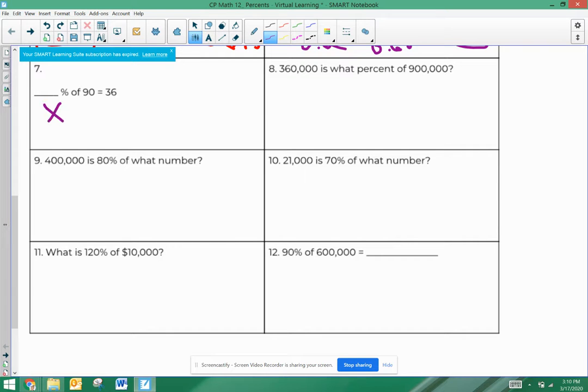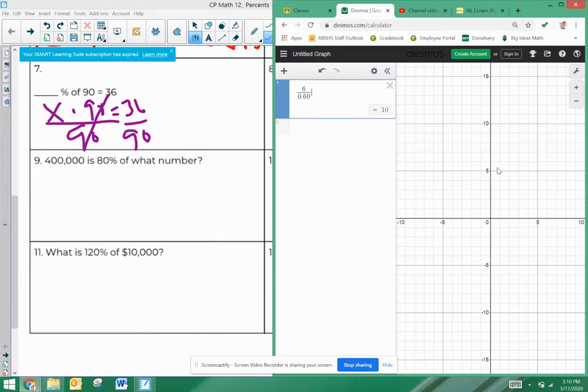Number 7, blank percent of 90 equals 36. So x times 90 equals 36. What do you think we're going to do? Divide by 90. Here we go. Okay. Open my calculator. 36 divided by 90, and then 9 goes into both. That's 0.4. Okay. So we have a decimal.